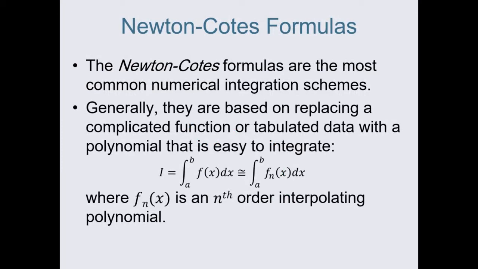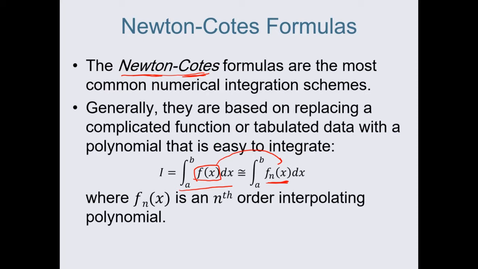The common numerical integration schemes that we have are called the Newton-Cotes formulas, named after Newton, of course, who came up with these methods, and Cotes is one of the students of Newton, and then he has developed them further. They say that you can integrate a function f of x from a to b by approximating this function to an nth order interpolating polynomial.